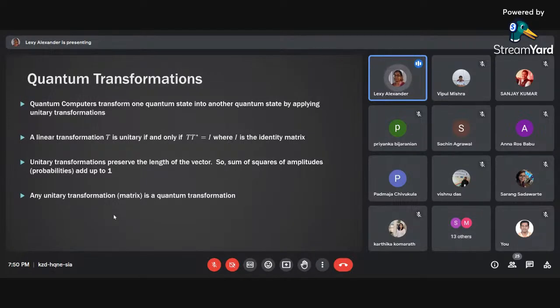What we mean by a unitary transformation, you know already. A transformation T is unitary if and only if T star T is equal to I, where I is the identity matrix and T star is the Hermitian, the complex conjugate transpose.